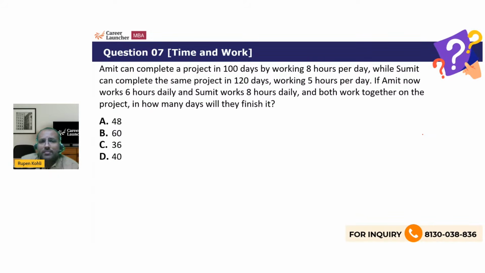Amit can complete a project in 100 days by working 8 hours per day, while Sumit can complete the same project in 120 days working 5 hours per day. For both of the two persons, how many days they take and how many hours they work each day is given. So in terms of man hours, the work can be defined for both Amit and Sumit. Now what we can do here is define a rate for the two people as variables, right? I think the first and foremost thing here is to establish a connection between their work rates.